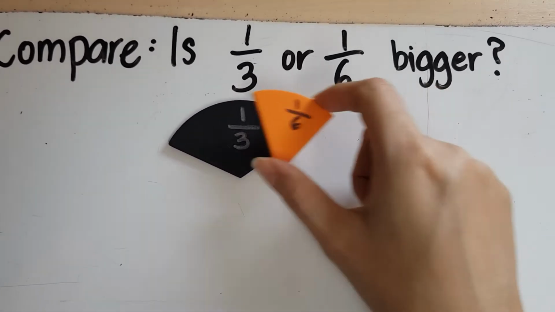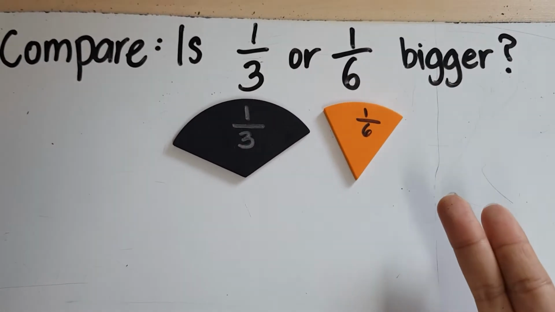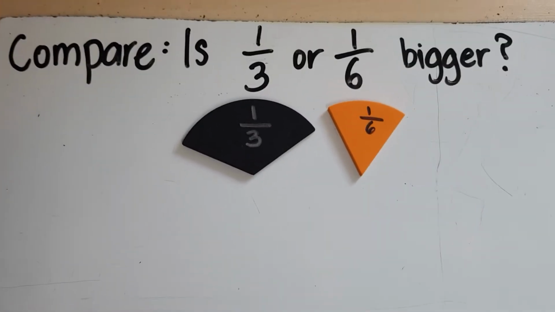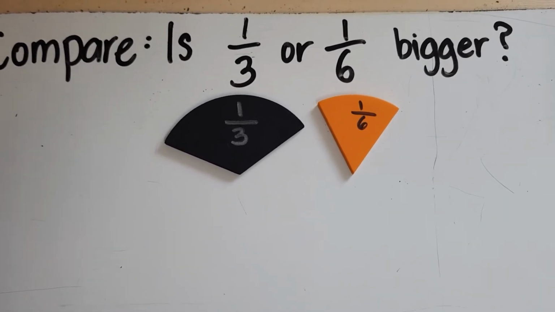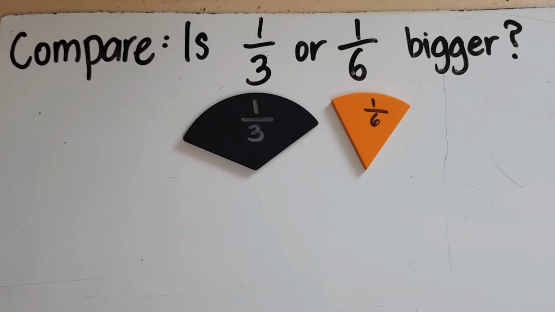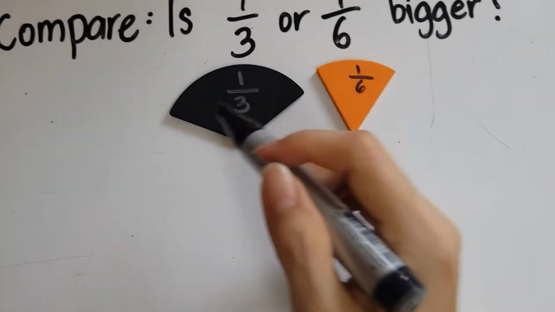Obviously we know which one is bigger. 1/3 is bigger than 1/6. But how do we explain it? This is what is important. If we can explain our thinking, then we would truly understand it deeply. So let's start. We know that 1/3 is bigger, so let's write it down.